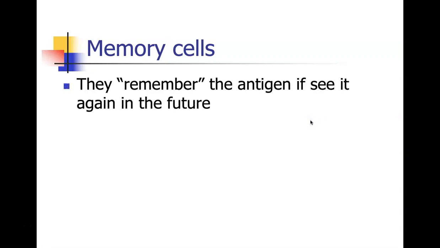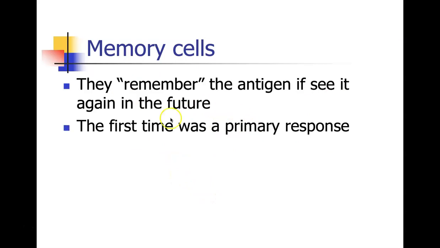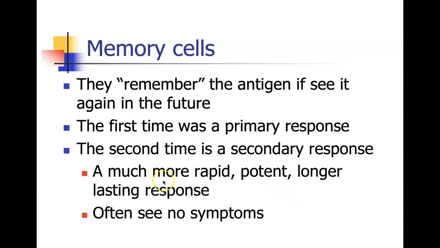Okay. So these memory cells become really important because they remember the antigen if they see it again in the future. So this is how our vaccines work, is that they rely on the memory cells then to increase activation for the future. So think about your COVID vaccine, your 2-part COVID vaccine. The first time was a primary response. Or if you had COVID, that was your primary response. Your second shot or your second exposure to that is a secondary response. It's much more rapid, potent, and a longer lasting response.